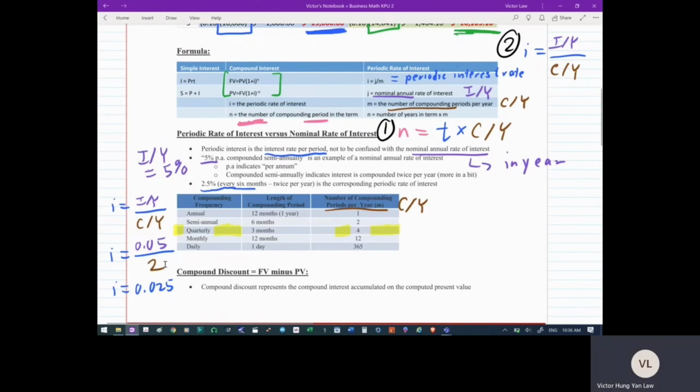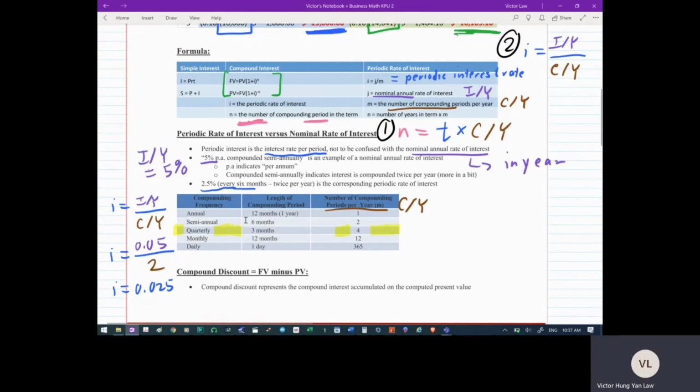Once we know C/Y is 2 and I/Y is 0.05, our periodic interest rate is 2.5%. For every 6 months, our interest rate is 2.5%. That's your periodic interest rate, your interest rate per period. And each period in this example is semi-annual, so each period is 6 months. In 1 period, our interest rate is 2.5%.